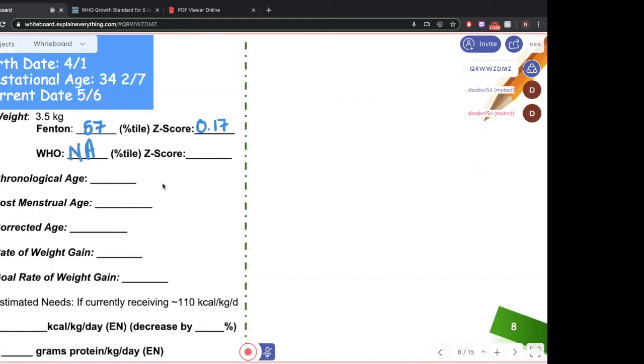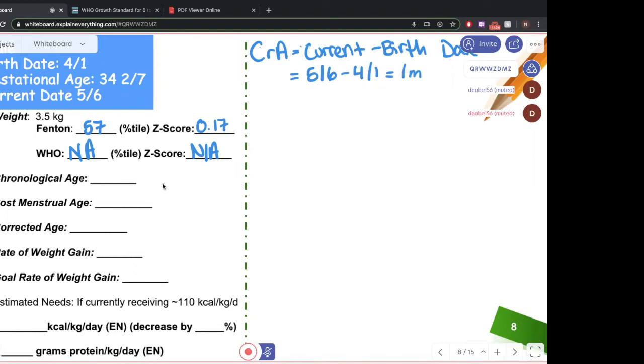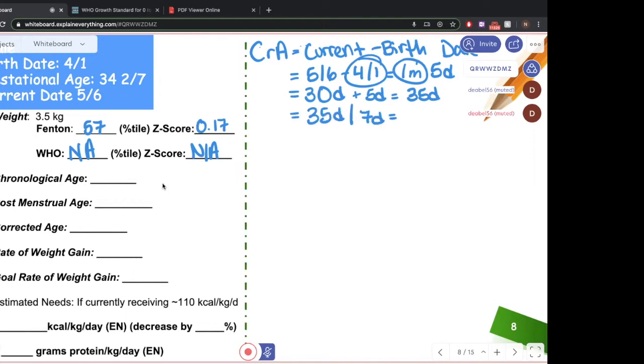So we're just going to move on to the chronological age, where just like last time, we're going to do the current date minus birth date. And this time our current date is 5/6 minus 4/1. The 5 minus 4 is going to give us 1 month. And the 6 days minus 1 day is 5 days. Remember, we have 30 days in April, so we're just going to convert the month to 30 days. Plus our 5 days is 35 days. So our chronological age is going to be 5 weeks.